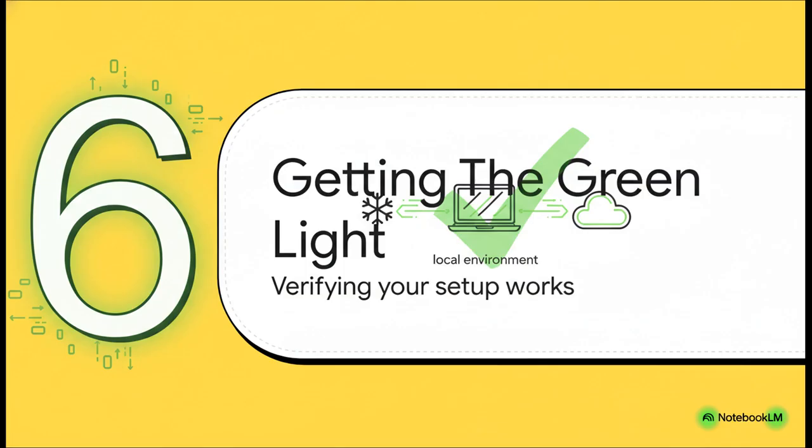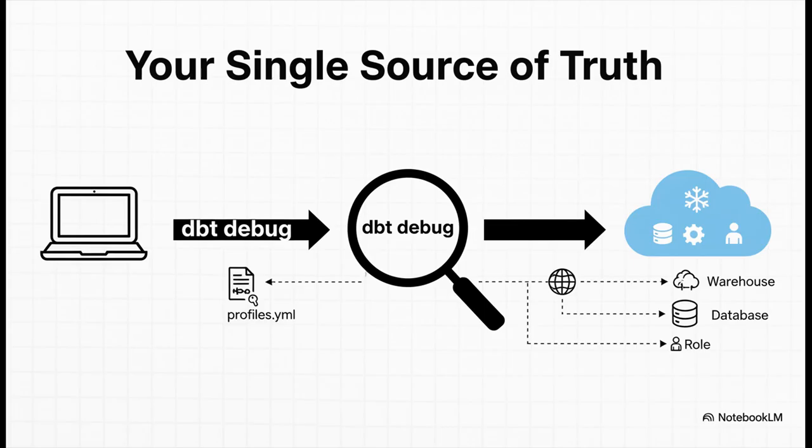Now it's time for the moment of truth. Let's make absolutely sure that all this wiring we just did actually works, and our local machine can successfully talk to our warehouse in the cloud. So, after you run dbt init, you'll hop into your new project folder and run this one simple command, dbt debug. Seriously, this command is going to be your new best friend. It's your single source of truth.